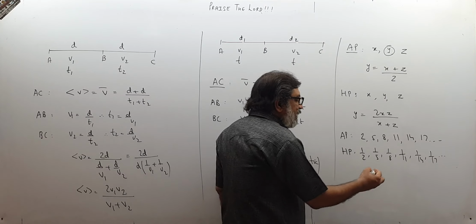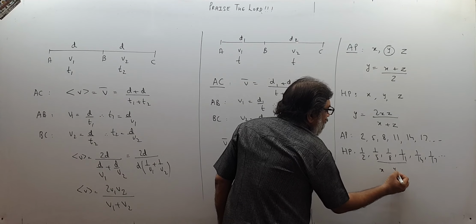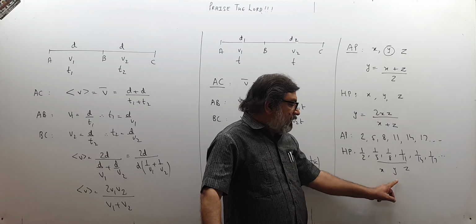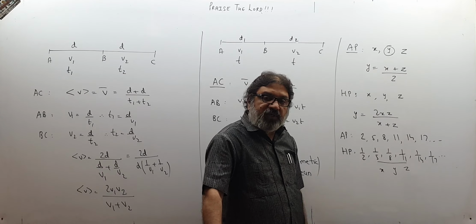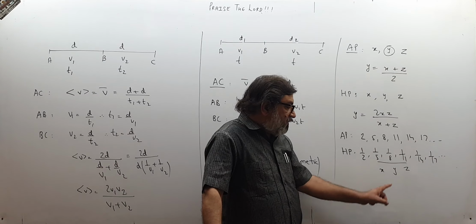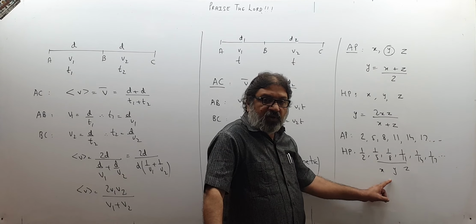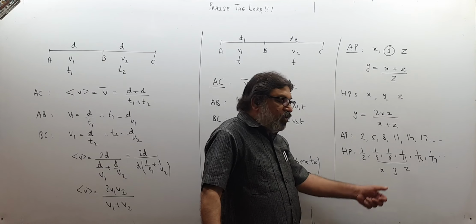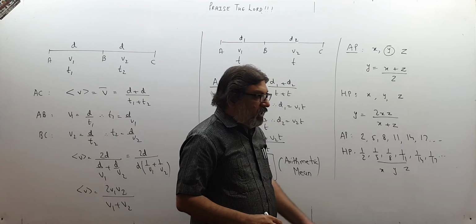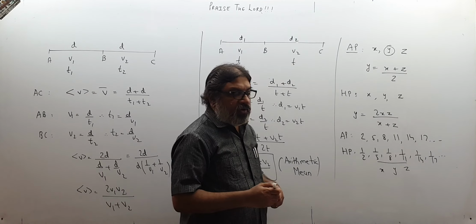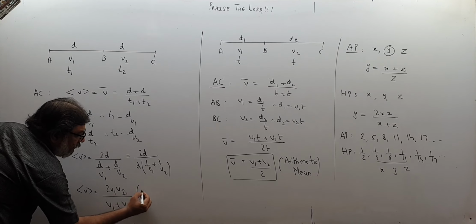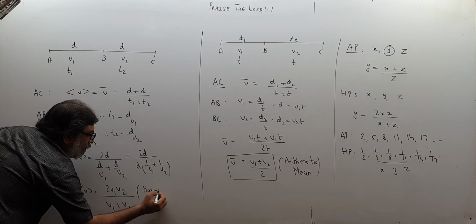And if you select any three terms of HP, x, y, z, then this is a harmonic mean, harmonic average of x and z, because y is in between, so it is mean. And because these are terms of harmonic progression, this is harmonic mean of x and z. And now you can check whether y will be 2xz upon x plus z or not. For any three terms you can check. So therefore, because it is 2v1 v2 upon v1 plus v2, it is harmonic average or harmonic mean.